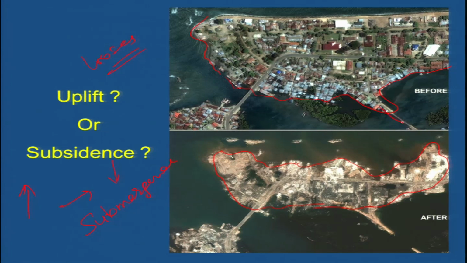You can see that this bridge was submerged after the earthquake, while this bridge is still there. It means that it is at some higher elevation than this bridge.